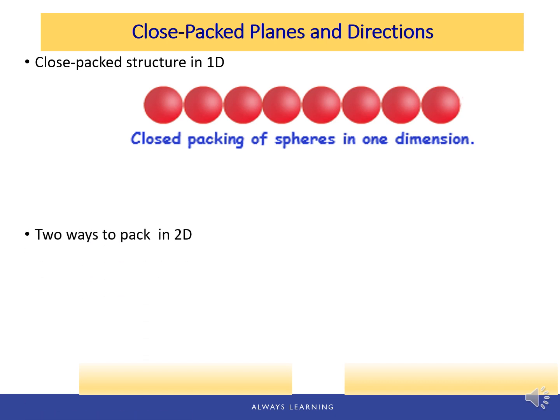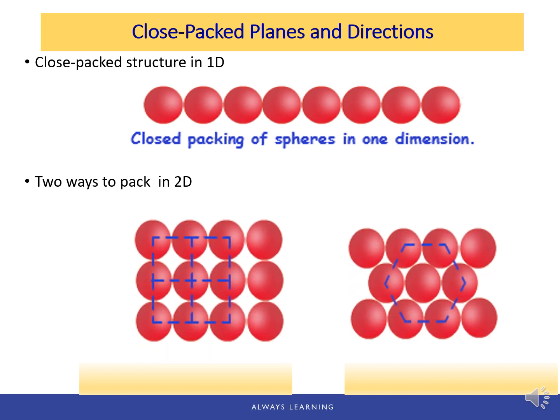One way is to add another row directly below the first row, and the third row directly below the second row. In this arrangement, each sphere is in touch with 4 other spheres, leaving a diamond-shaped void. And the second way to pack it is to shift the second row so that each sphere is on the depression of the first row.